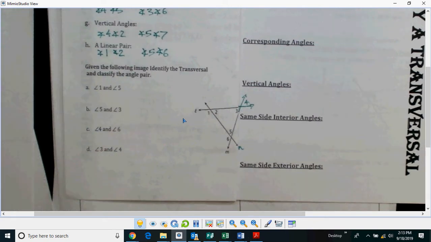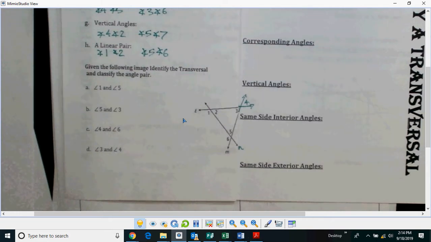All right. Angle 1 and angle 5. Well, first of all, if I look at these 3 lines, each one of them could be considered a transversal with respect to the other 2. L crosses M, then it crosses N, or vice versa. And N crosses M, then L. Each of them can be considered a transversal.